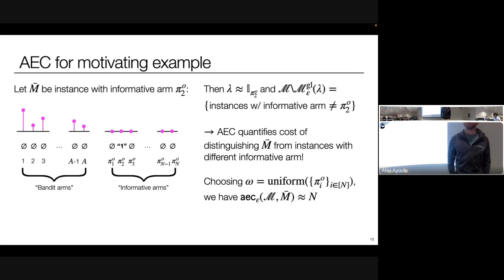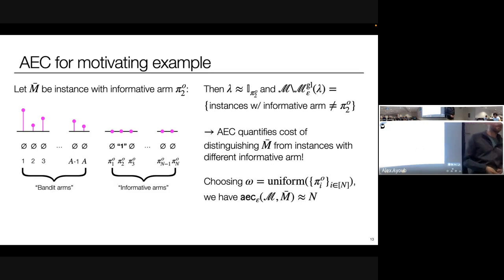No, because lambda is really saying how do you distinguish what the optimal arm is. It's not trying to pull the optimal arm necessarily. It's the solution to the GLC. Yeah.